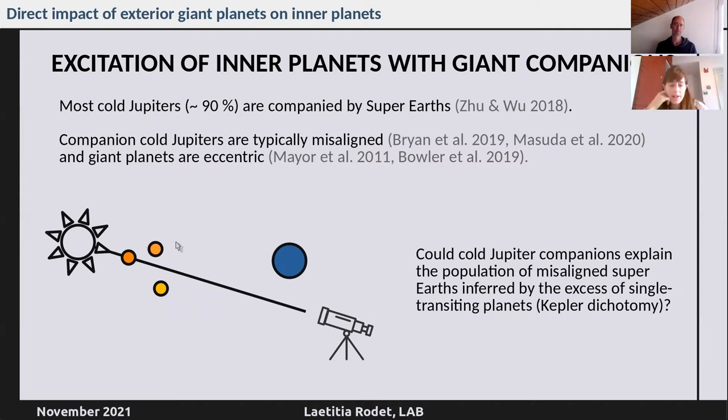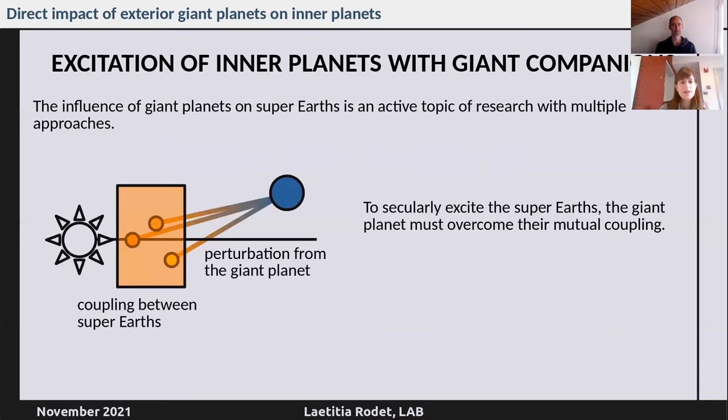One of the possible influences that is interesting to monitor is the misalignment that the giant planet can induce between the super-Earths, because this would typically break the co-transiting geometry so that we can only see one super-Earth transiting instead of all the super-Earths in the system. This is something that is observed in the data with the excess of single transiting systems in Kepler data, which is often called the Kepler dichotomy. And the possibility that giant planets are causing this Kepler dichotomy is a legit hypothesis. A nice way to study that is that we can study this problem analytically.